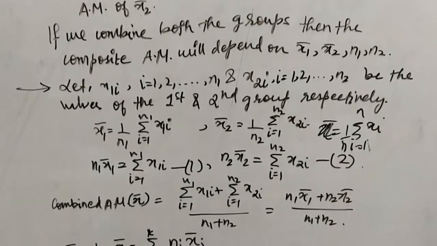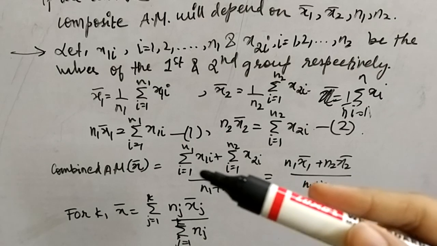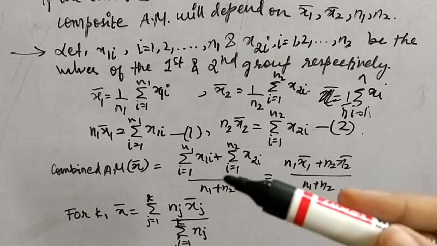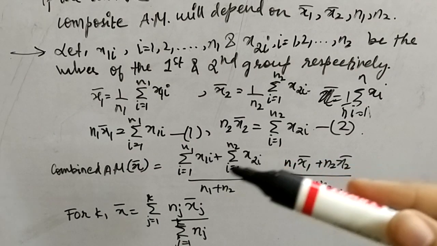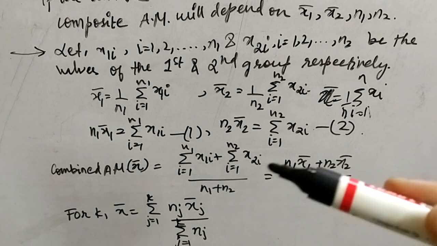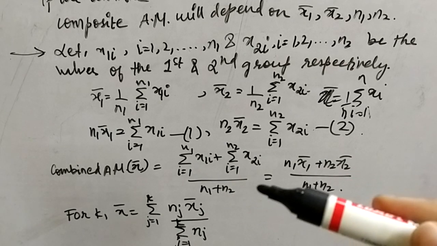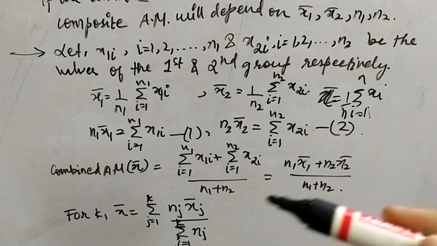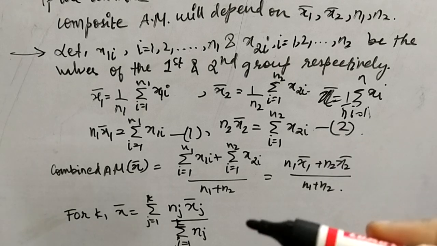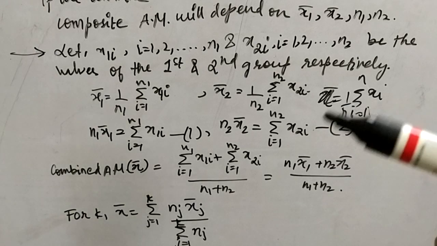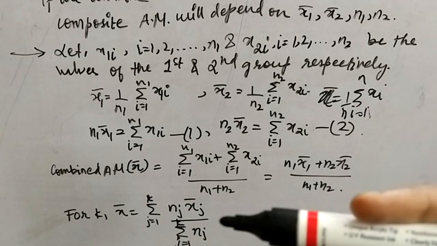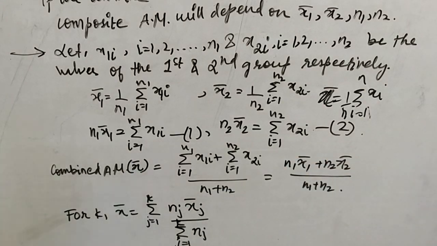Now you can see here, in order to find x bar, what do we do? We sum up and then divide by the total number of observations. So this is the formula that we got. And for the k variable, we use this formula, okay?